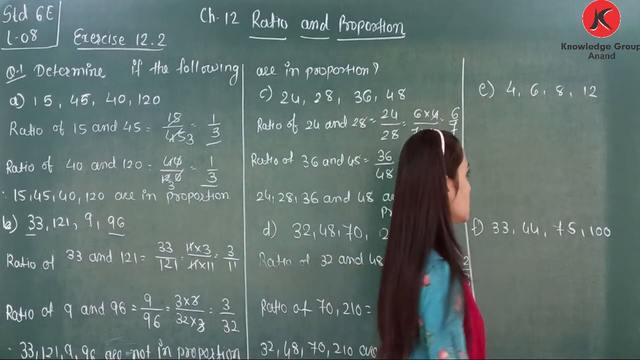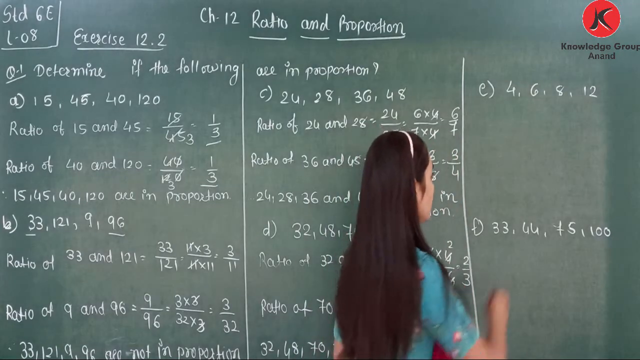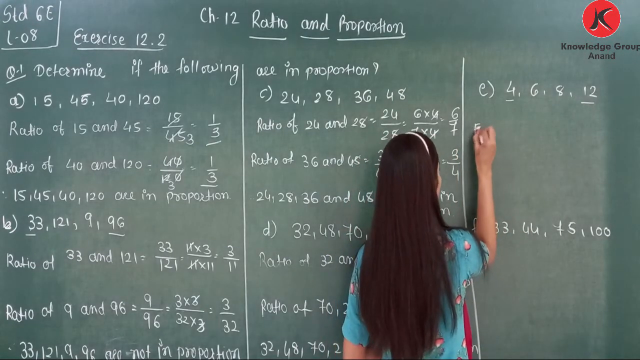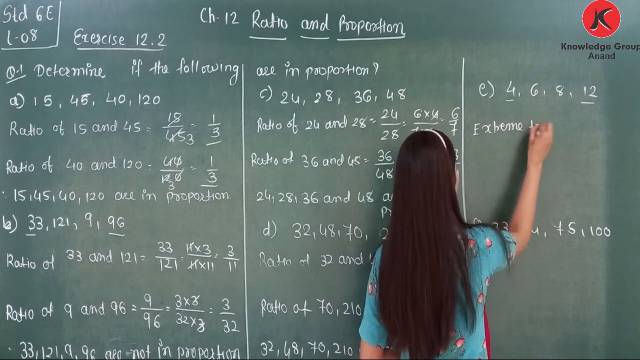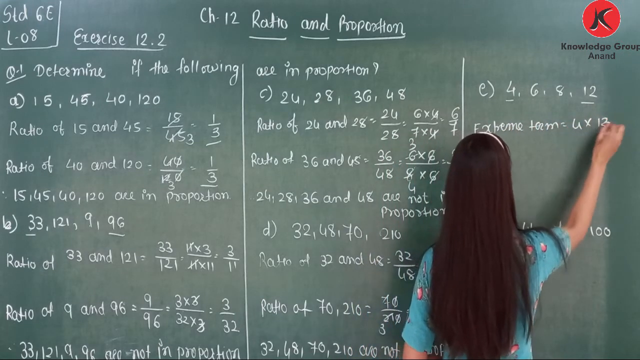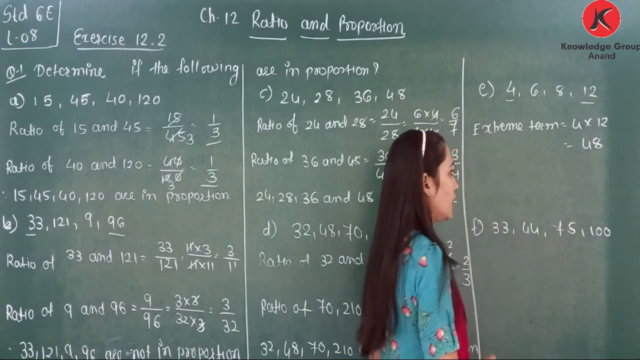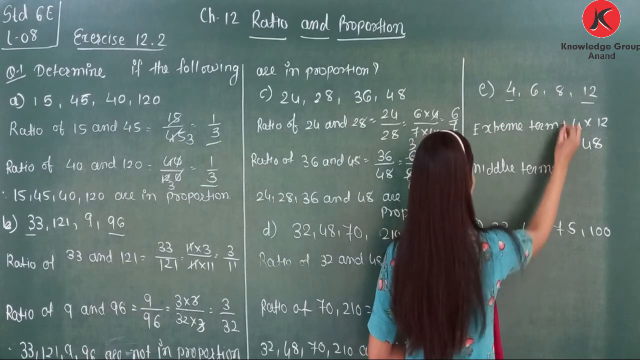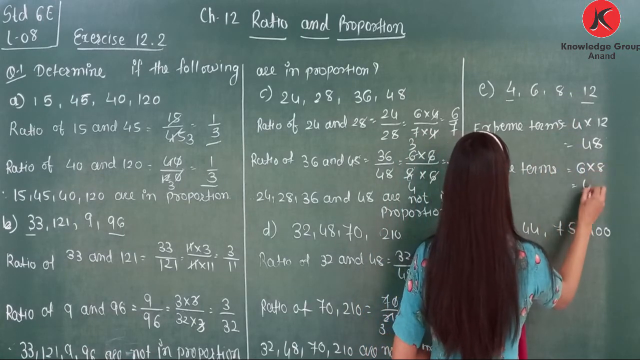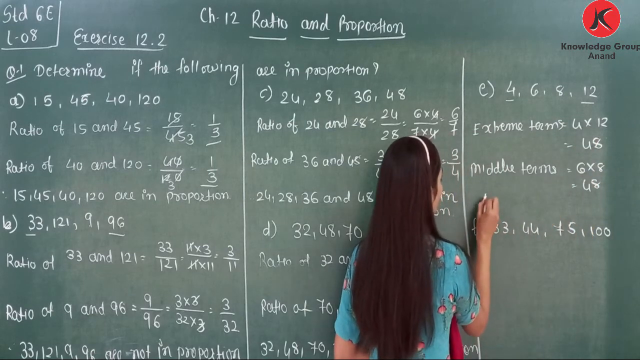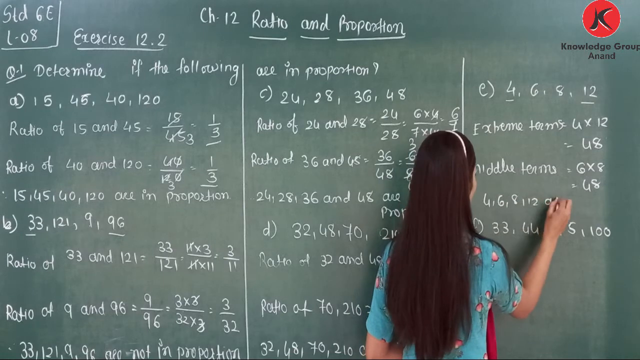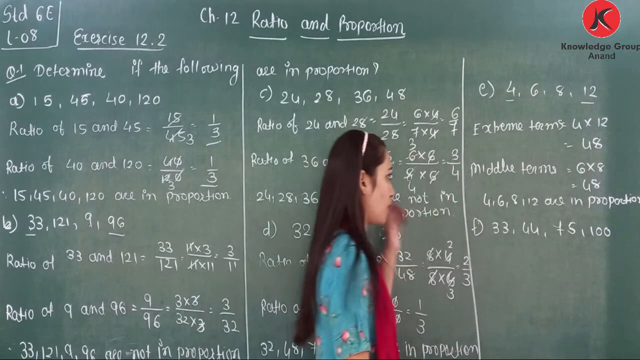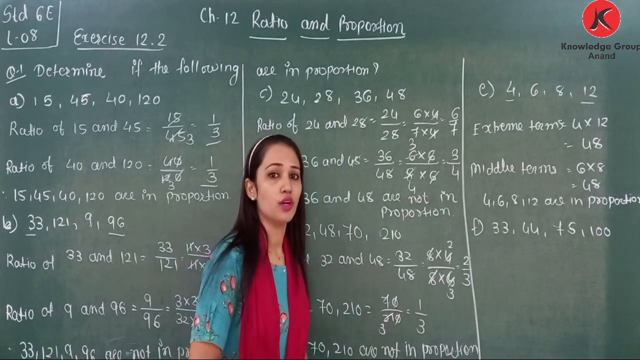Now next, 4, 6, 8 and 12. Here you can perform the multiplication of first and last, then it is also correct. So let's find the extreme term, that is 4 multiplied by 12, 48, and the multiplication of the middle term, that is 6 into 8, that is also 48. So both are the same, so we can write 4, 6, 8 and 12 are in proportion. You can apply any method. From these two you can apply any one method.